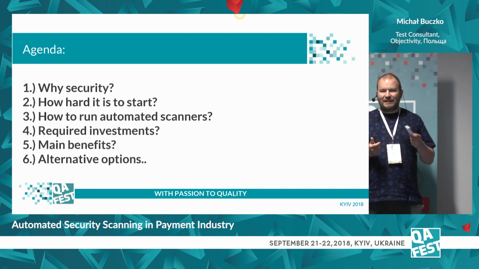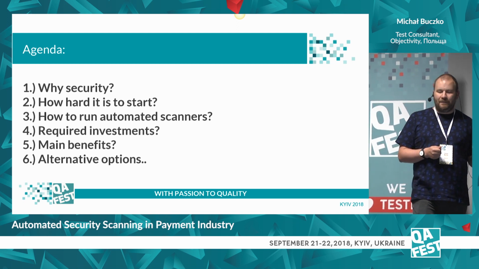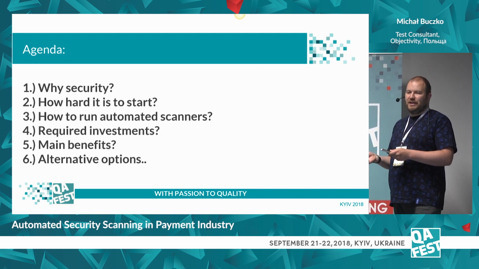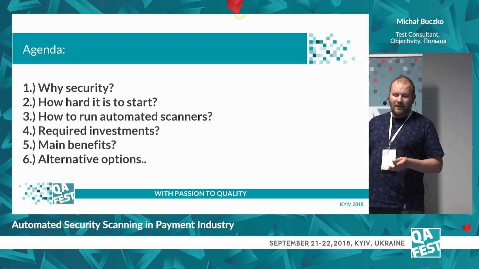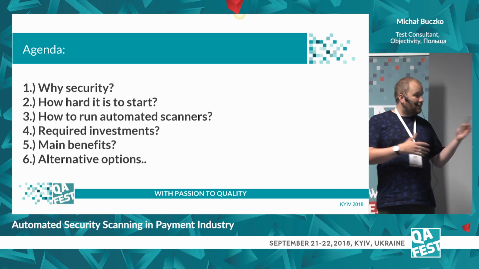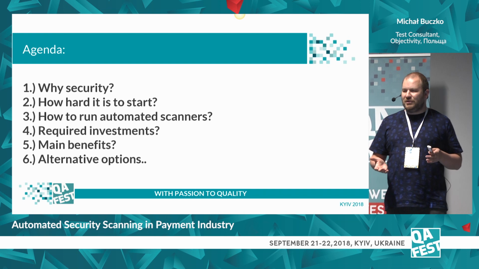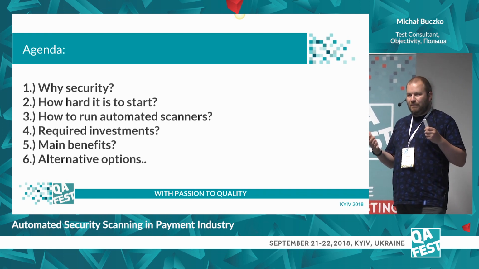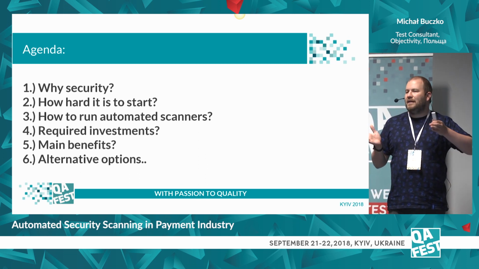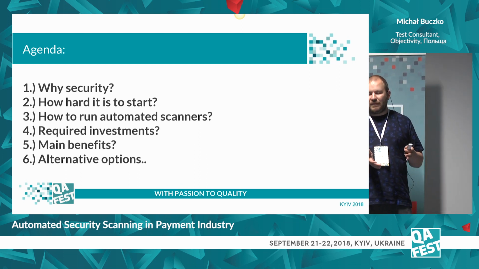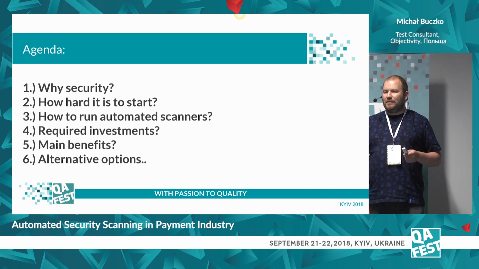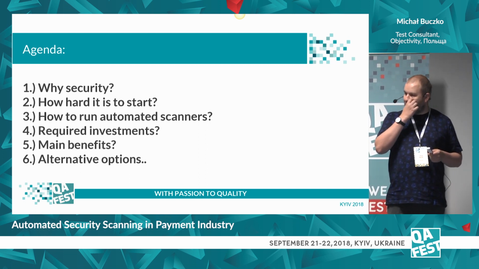We will use OWASP ZAProxy as an example. What are the required investments to enable it in the project that you might be working on? What will be the main benefits? And if we have the time, I will present some alternative options. In the main part of my presentation, I will focus on automation done through a WebDriver, through Selenium, and then OWASP Zap will be the security scanner that we'll be using.